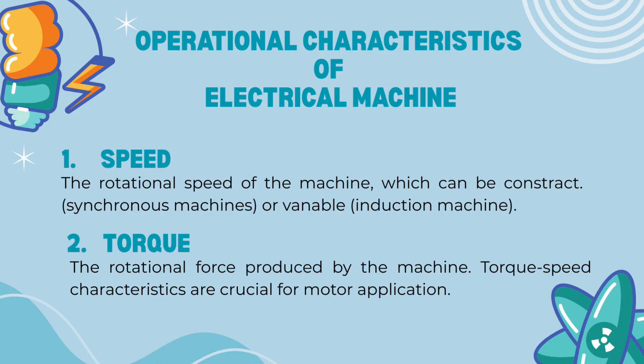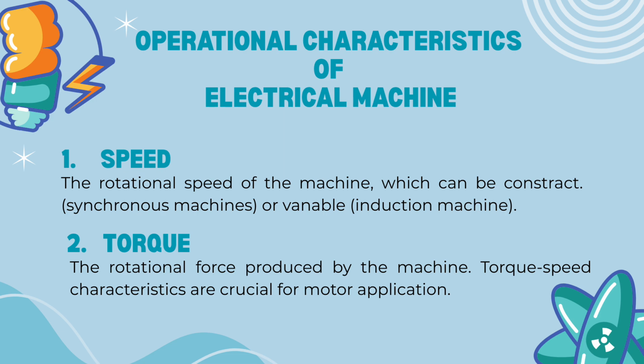And next are the operational characteristics of electrical machines. First is the speed. The rotational speed of the machine, which can be constant in a synchronous machine or variable in an induction machine. So speed refers to how fast the machine's rotor rotates. In synchronous machines, the speed is constant and depends on supply frequency, while in induction machines, the speed can vary depending on load and other conditions. It is an important characteristic because it affects how the machine performs in different applications.